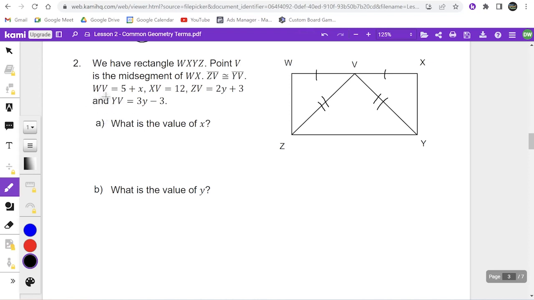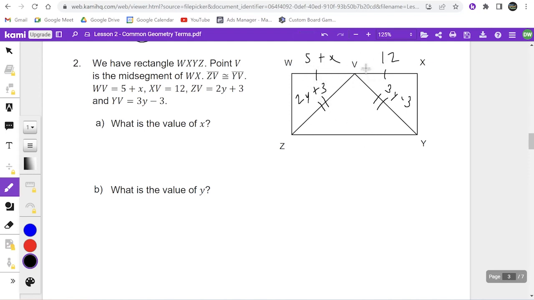It says WV is 5 plus x. Let me just write that here, 5 plus x. We also know that XV is 12, so I'll write 12 right there. And then we have ZV, which is 2y plus 3, so I'll write 2y plus 3. And then the last one, YV, is equal to 3y minus 3. So 3y minus 3. And there we go. I've labeled everything I need to. And now I just need to find the value of x, which I can find by remembering, what does congruent mean?